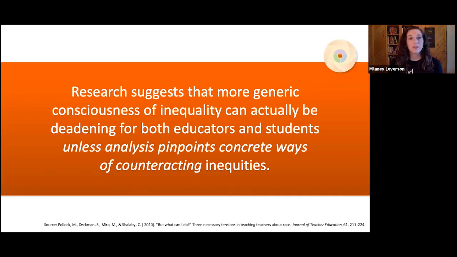There's some research that suggests that more generic consciousness of inequality can actually be deadening for both educators and students, unless we pinpoint concrete, targeted ways to counteract those inequities. So we have to intentionally not only focus on equity and come back to it all of the time, but we also have to be sure that we're taking concrete, actionable steps to address those inequities. So we're going to talk today about some tools for discussing equity and specifically for disaggregating data.